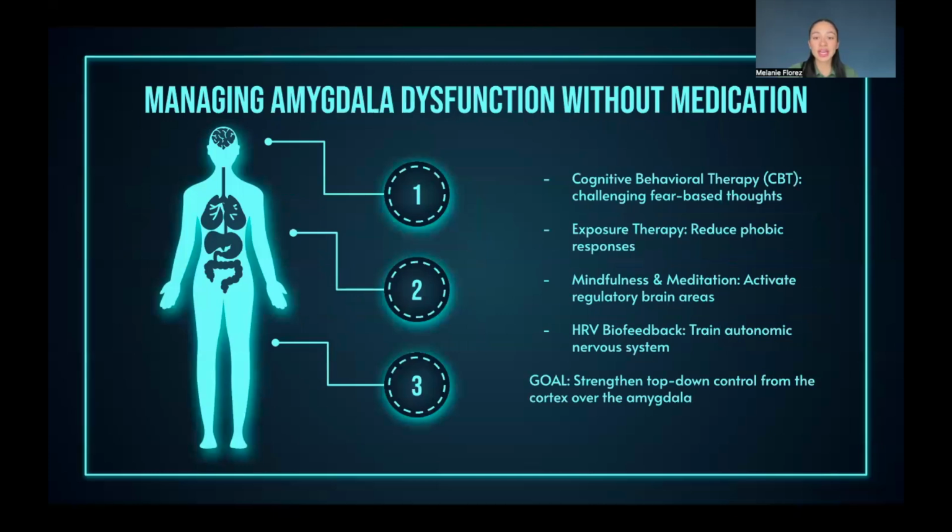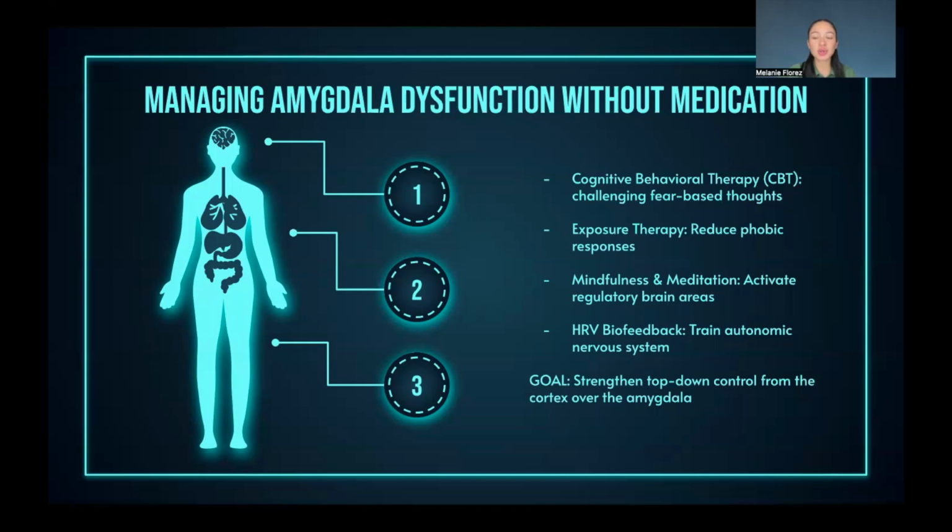While medications can help manage symptoms of amygdala dysregulation, non-pharmacological approaches offer powerful long-term strategies, especially for strengthening cognitive control and emotional awareness. Cognitive behavioral therapy is one of the most effective treatments for anxiety. It helps reframe fearful thoughts and teaches the brain to reinterpret stimuli as non-threatening.